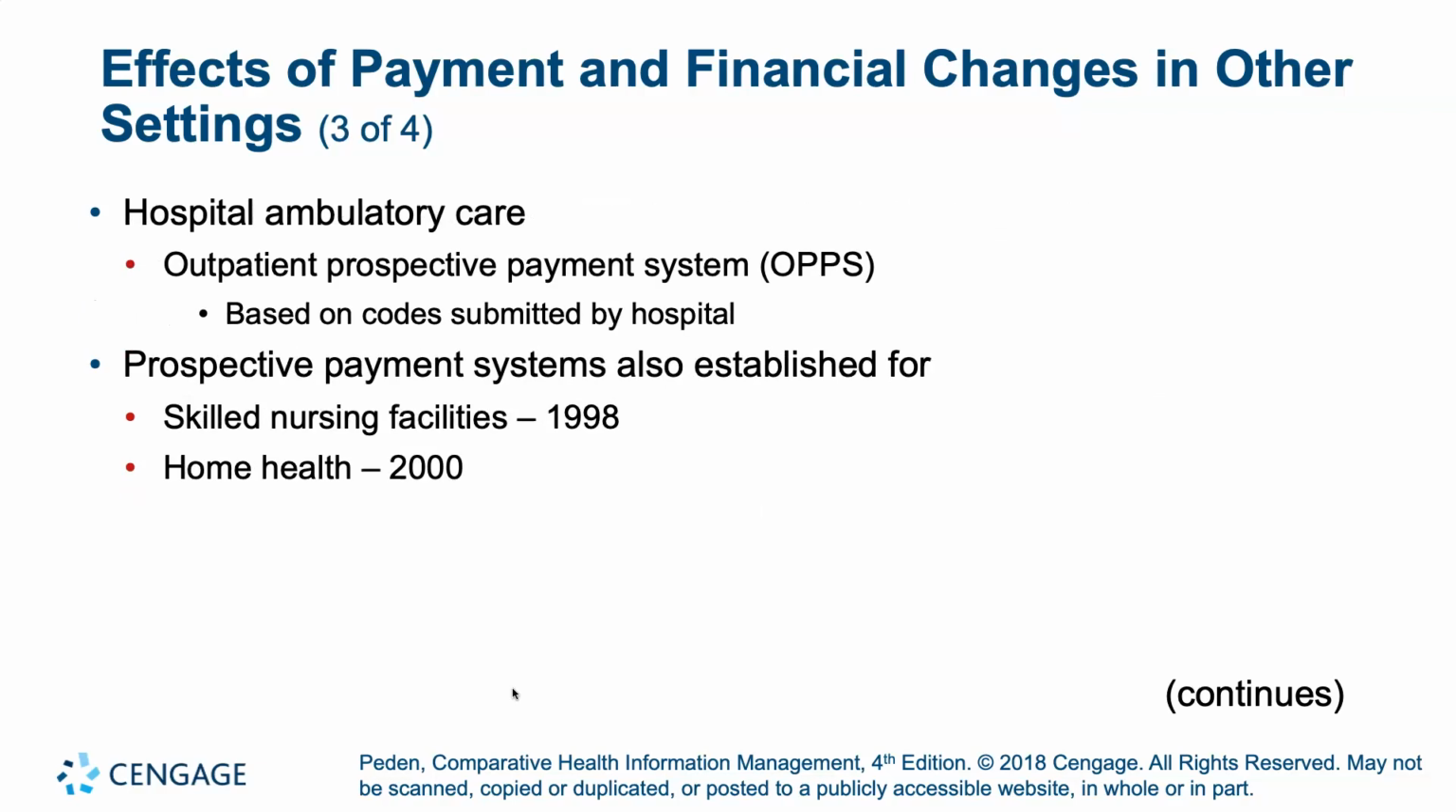Then you have outpatient prospective payment system, which again, they developed what's called the APCs, ambulatory procedural classifications. And that's like a DRG system for outpatient. And that again looks at bundling things up together and paying a flat rate for all of those. Then you have prospective payment systems that were established for skilled nursing facilities. This says 1998, but do you know what? In 2020, there's a new one out there, and we'll be learning about that. Home health was in 2000, and that one's also been revised.